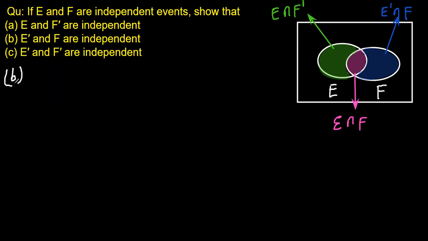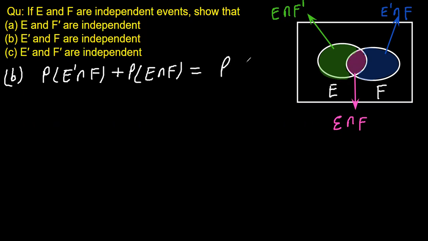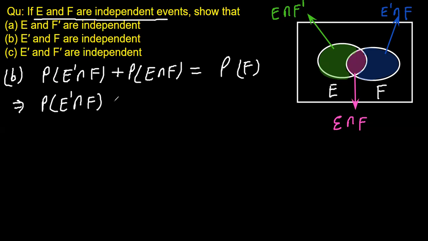Okay. In part B, you are interested in E complement intersection F. So you would like to write it like this, P of E complement intersection F. Look in the diagram, that is the blue region, plus the probability of E intersection F, that is the pink one, together is going to give you PF, all right? And E intersection F, since they are independent, we know this is equal to PE into PF. So this implies P of E complement intersection F plus PE multiplied by PF is equal to PF.